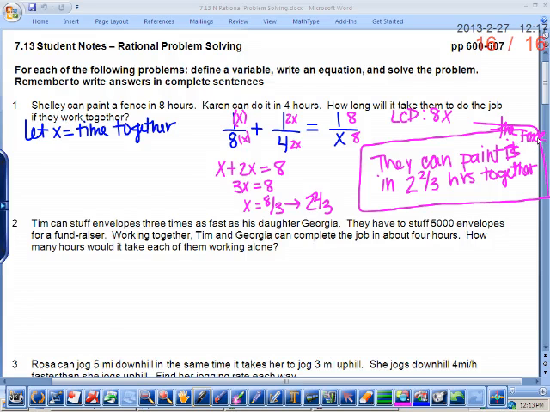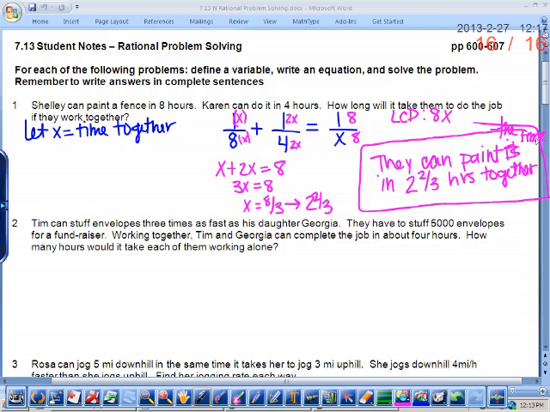Okay, so look at 2. 2 is another type of the same problem. Tim can stuff envelopes 3 times as fast as his daughter, Georgia. They have to stuff 5,000 envelopes for a fundraiser. Working together, they can complete the job in about 4 hours. How many hours would it take each of them working alone?